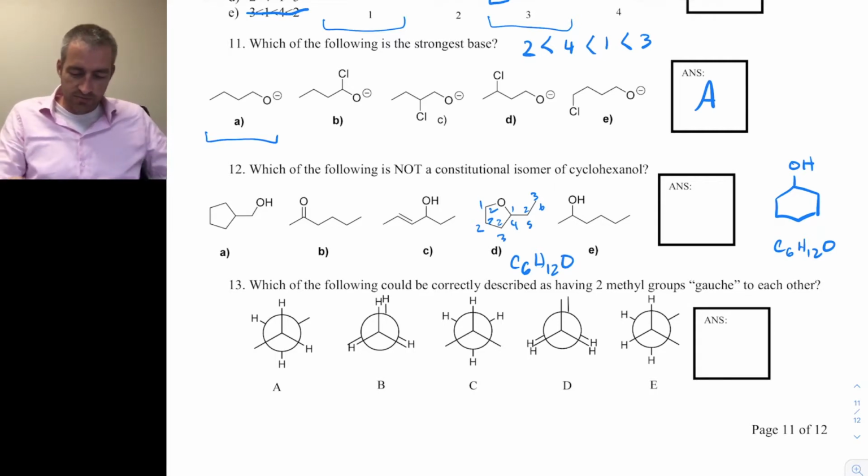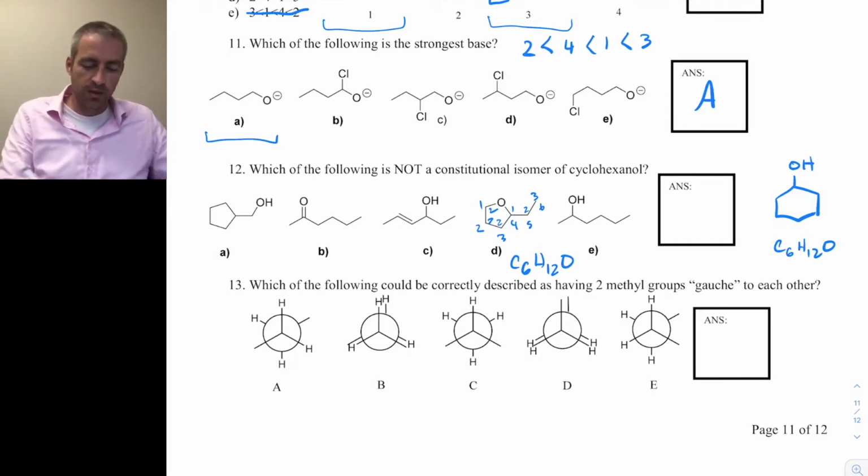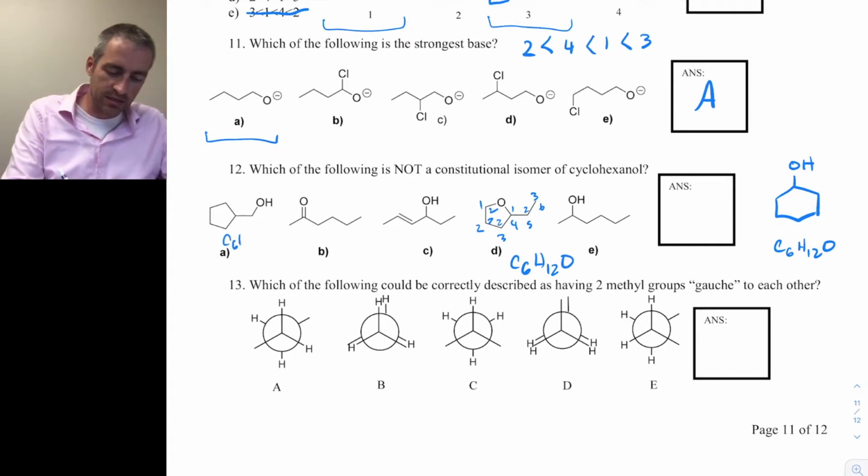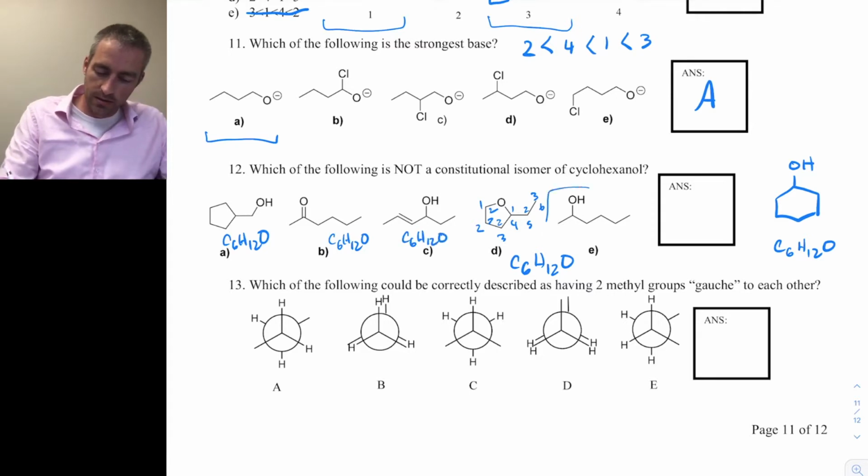Actually, we can do this for each one of them. And what you find is this is C6H12O, this C6H12O, C6H12O. This one is not. That's C6H14O.